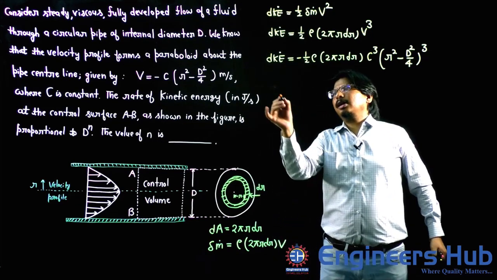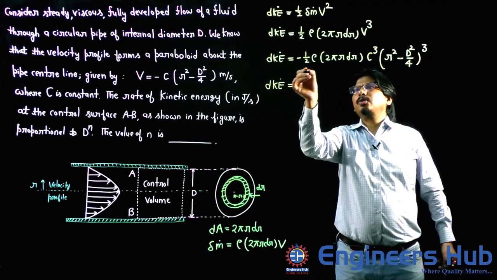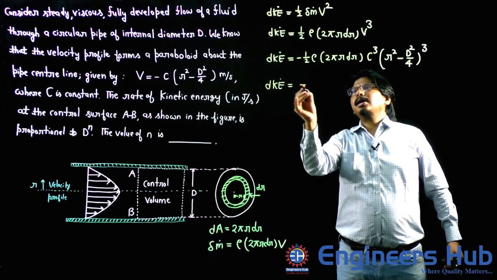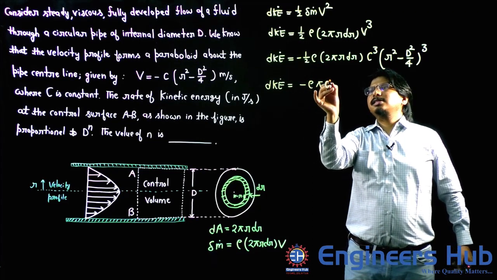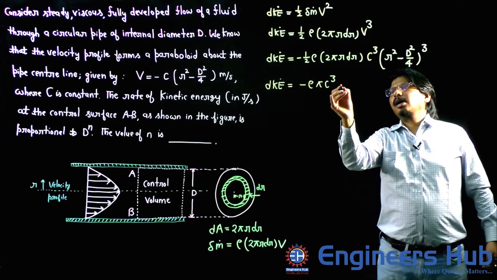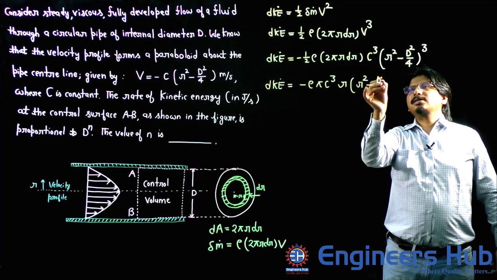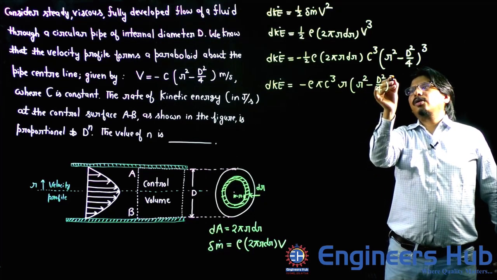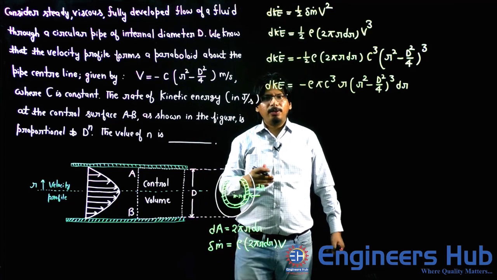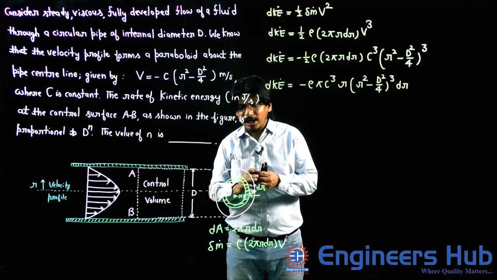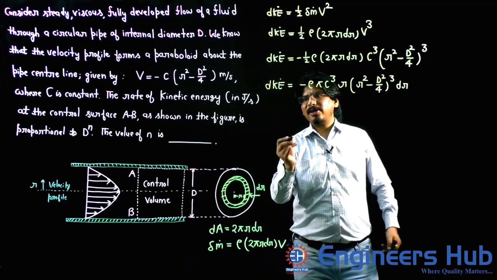So if I solve a little further, dKE dot will be equal to, this 2 and 2 will be getting cancelled, minus rho pi c cube r, small r basically, into (small r square minus capital D square by 4) whole cube dr. Now my friends, if I want to find out the total kinetic energy rate passing through the cross section of the pipe, so how to find, my friends? I will integrate.